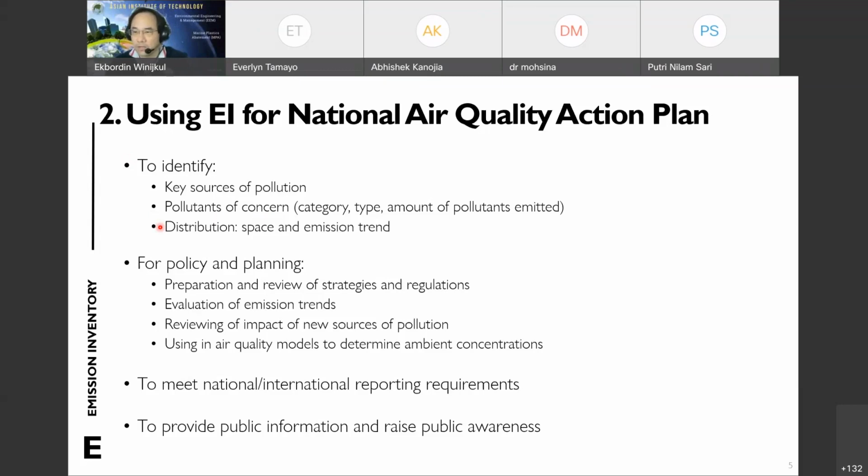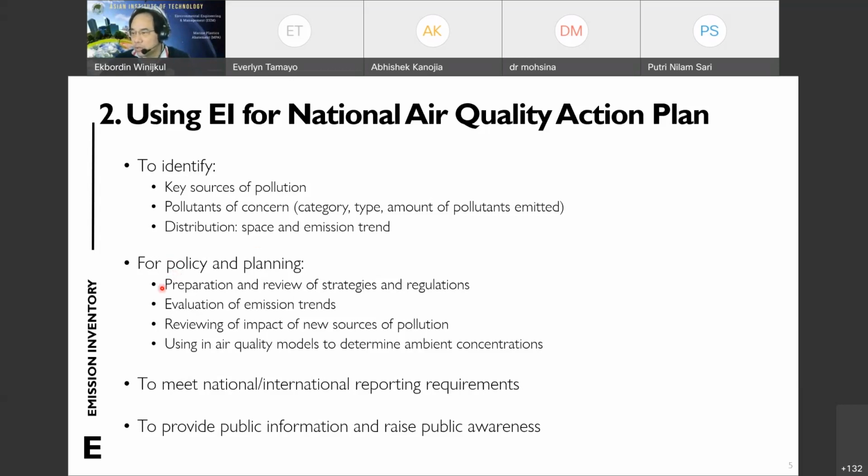Which part of the city, which part of the study area, and what should be the emission trend in the future if we look at the data in terms of time series. And then if there is no control option or policy option implemented, what will be the future emission? And particularly if you focus on policy and planning, emission inventory can be used for the preparation and the review of the strategy and regulation.